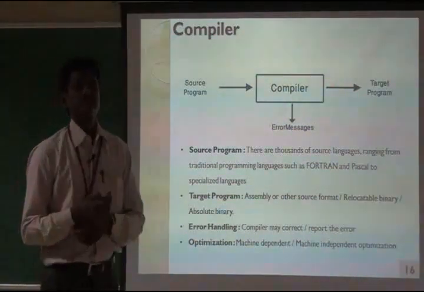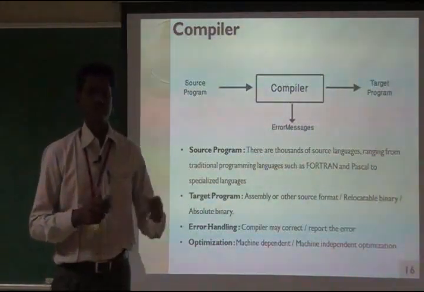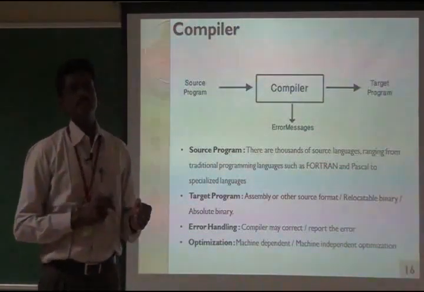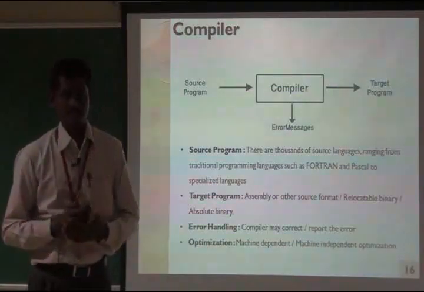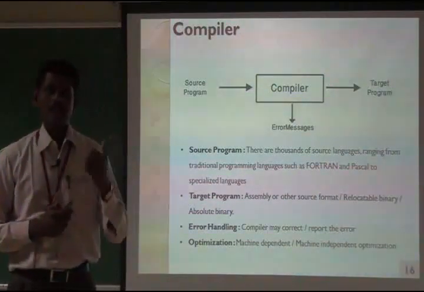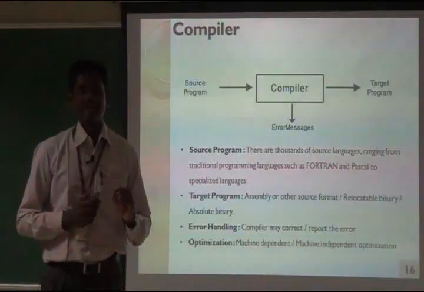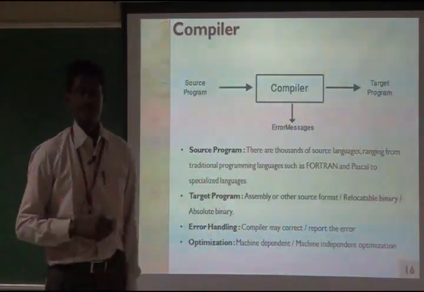Then optimization, the most important task of the compiler, right? The user writes some program, and the compiler does not generate the target code as such. It may go for some optimization, that is, it is going to reduce the code, or make an efficient target code by the optimization process.